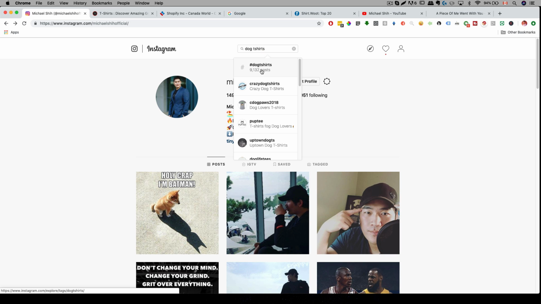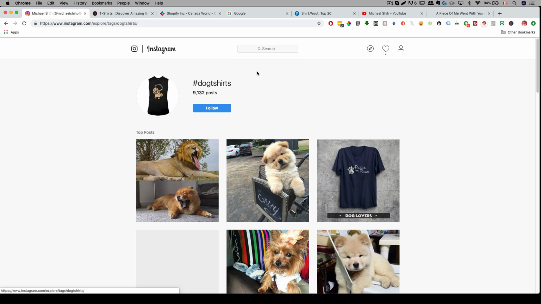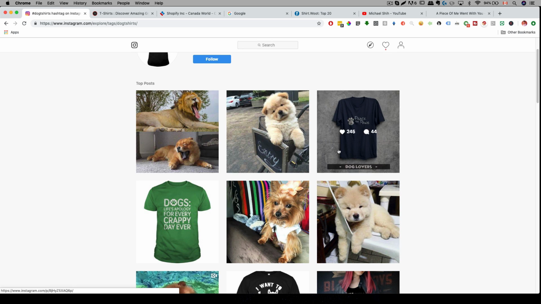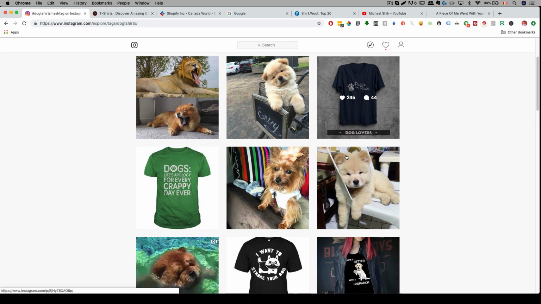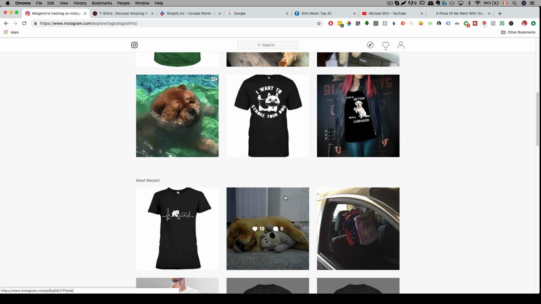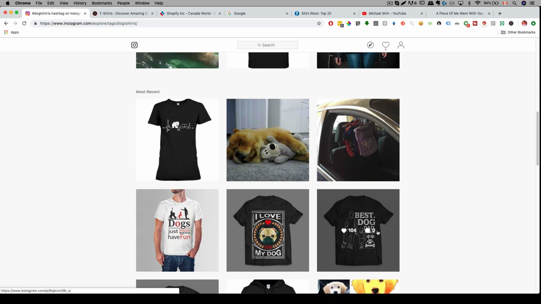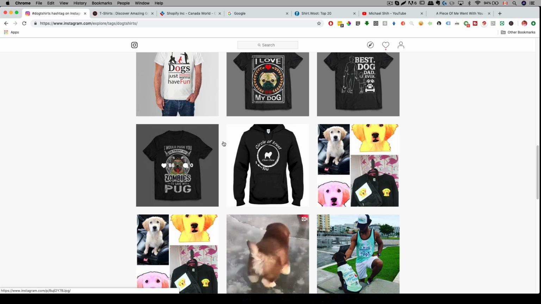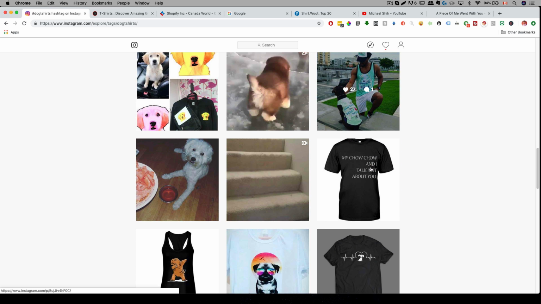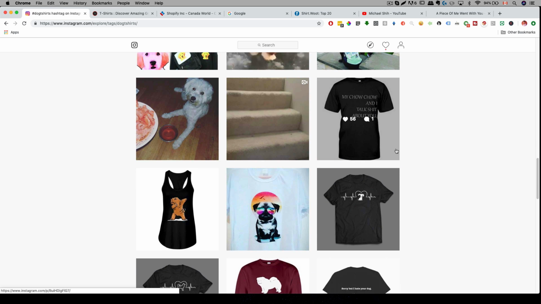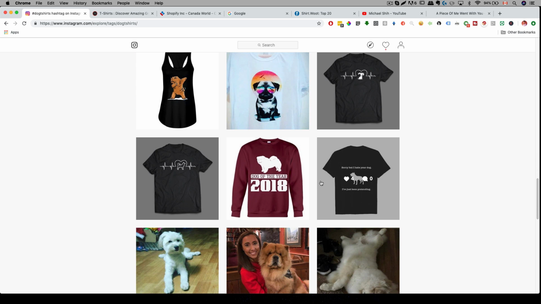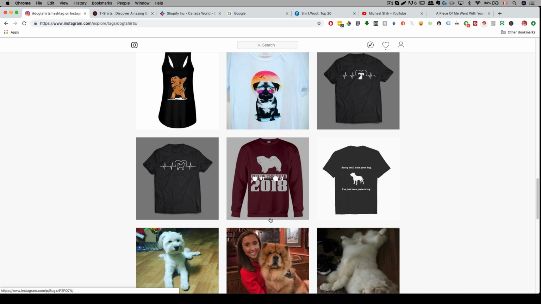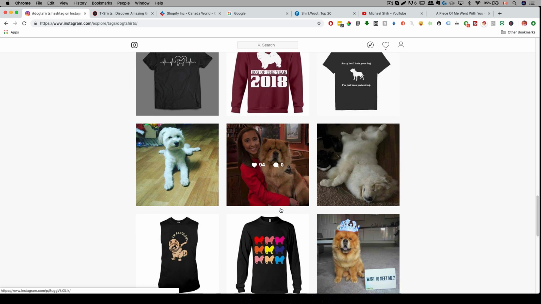So if we go to dog t-shirts over here, this hashtag, we can see all the hashtags that people have put with their posts that say dog t-shirts. And then we can just hover over to see all the social engagement people are leaving on these t-shirts, and then we can get ideas from these trending t-shirts. All we have to do is basically screenshot this, put it into a folder, and go back to it and see how we can get ideas from it and be inspired from what we are seeing.